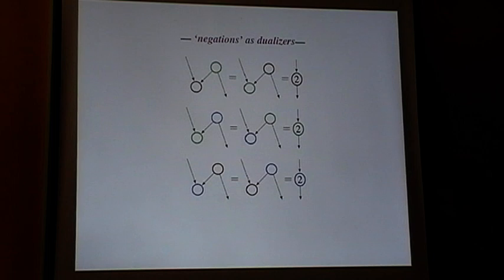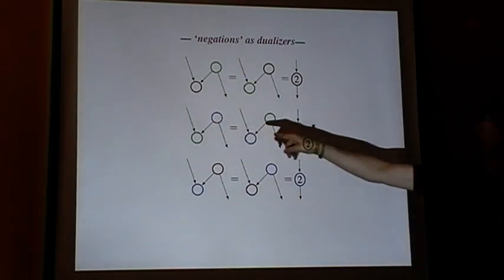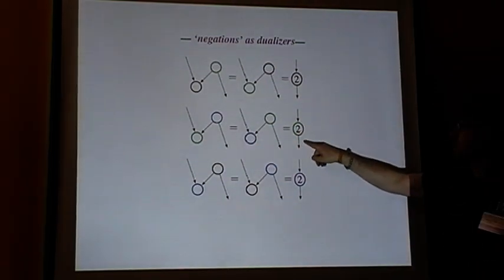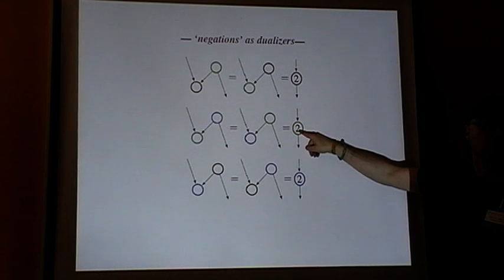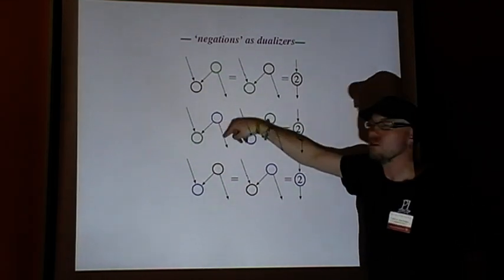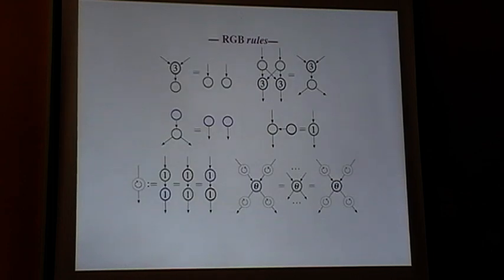The bad thing is that these cups and caps have color now. And if you put them together, you don't get the identity. But you actually get your logical knot. So your logical knot pops up as these combinations of cups and caps in this calculus. So we call them dualizers. Simon and I wrote a paper about this. Right, so this is the calculus, you can read about it in the paper.